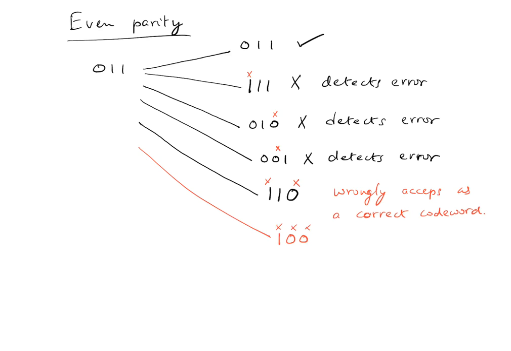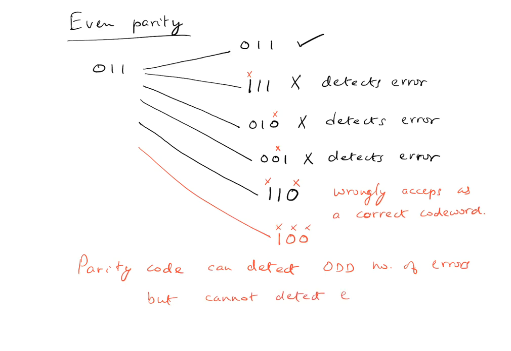So that means, in general, we say that a 1-bit parity code can detect an odd number of errors. So if it's 1 error, or 3 errors, or 5 errors, and so on, it can detect an odd number of errors, but it cannot detect an even number of errors in the code word.